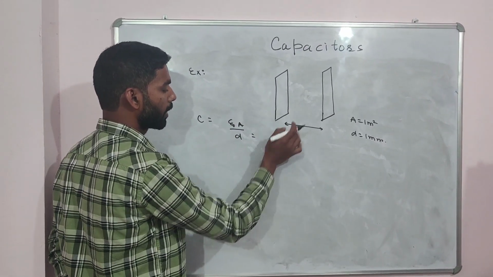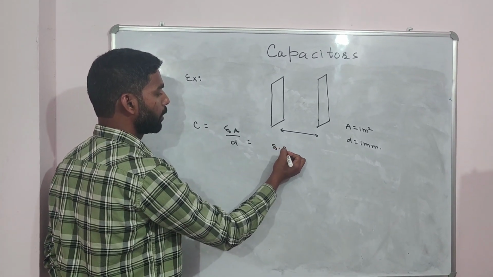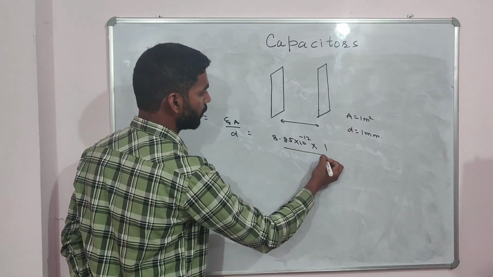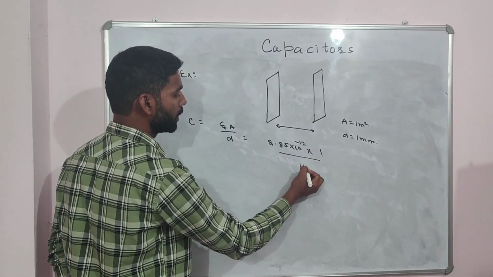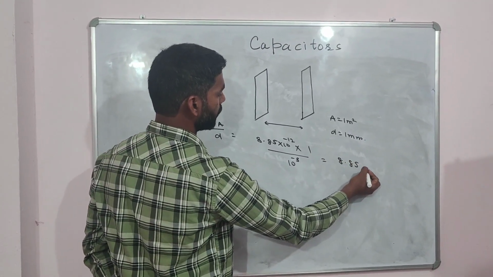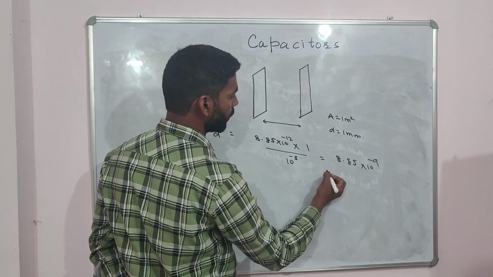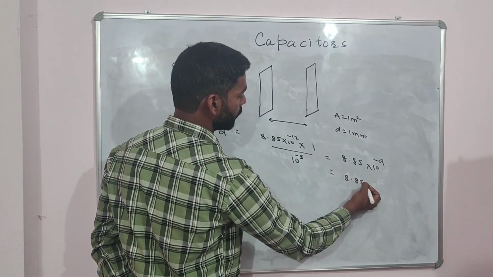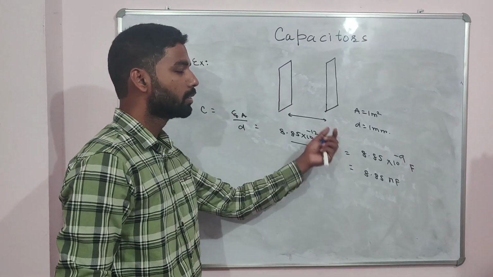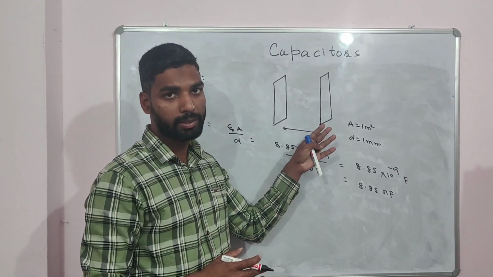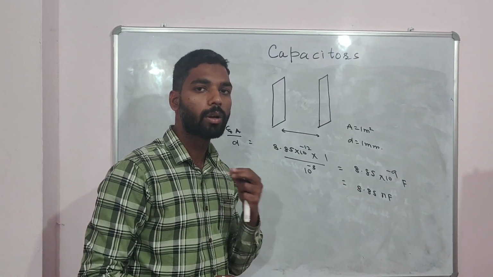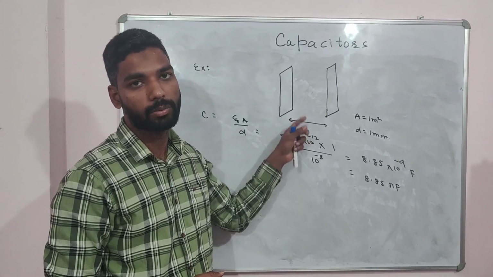Epsilon naught for the air capacitor, 8.85 into 10 to the power minus 12, into area 1, divided by 1 millimeter, which is 10 to the power minus 3 meter. This comes out to be 8.85 into 10 to the power minus 9, or 8.85 nanofarad. That means even for this large arrangement, 1 meter square area, this capacitance is very, very small. So how do we increase the capacitance of the system?